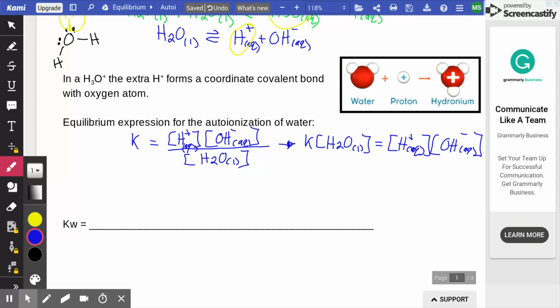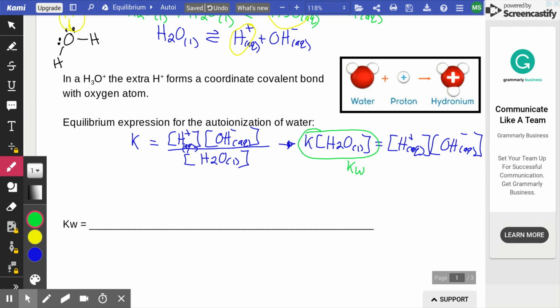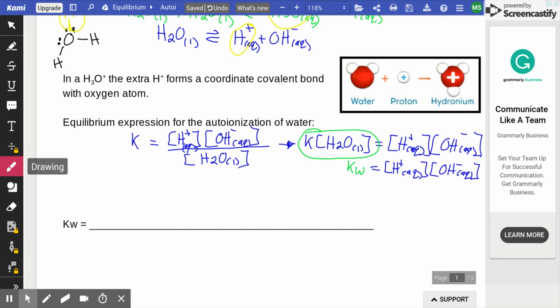We can take this K times the concentration of the liquid water, and it equals something called Kw, and that equals our hydrogen ion concentration times the concentration of our hydroxide. So when we do that, this Kw value is actually called our ion product constant for water.